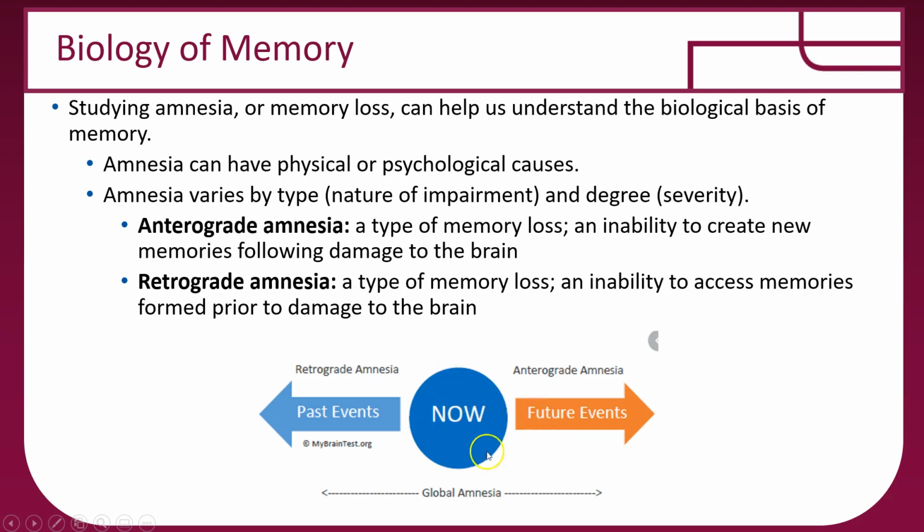Retrograde amnesia is, here's the car accident, and they lose any memory of things that happened before the car accident. Okay, that's retrograde. They don't remember who their parents are, what type of job they had, things like that. And global amnesia would be amnesia for everything.